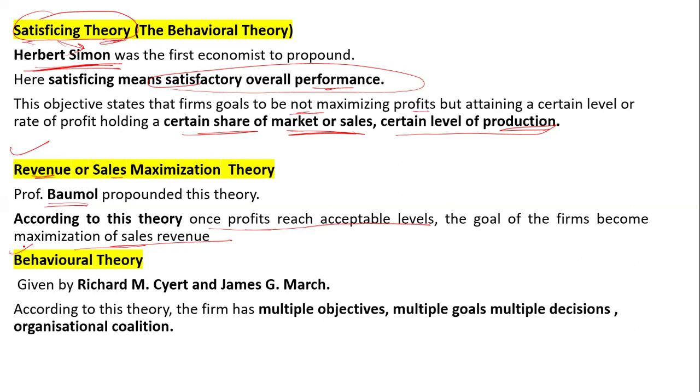Now the behavioral theory. The behavioral theory is given by Richard Cyert and James March. According to this theory, the firm has multiple objectives, multiple goals, multiple decisions, and an organizational coalition. Behavioral theory means how the firm behaves in the area of the market, in the economy. So the behavioral theory is given by Richard Cyert and James March.